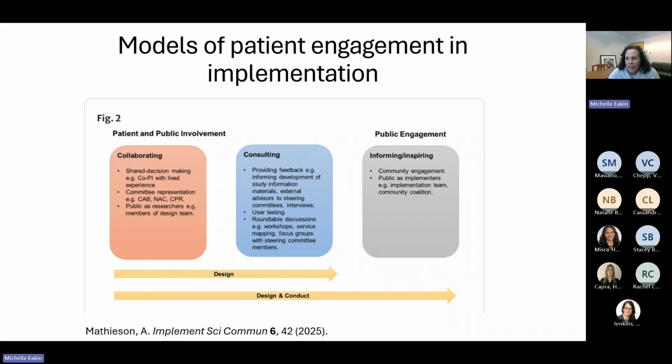And then finally, at the end, having public engagement as using the public as implementers, whether they be community voice advocates, members of a community coalition, or an implementation team. So I think we can see different roles and models of which patients can be engaged in not just the conduct of the research, they can be involved in the design and the input and the evaluation, as well as actually being implementers themselves and having a role in the implementation process.